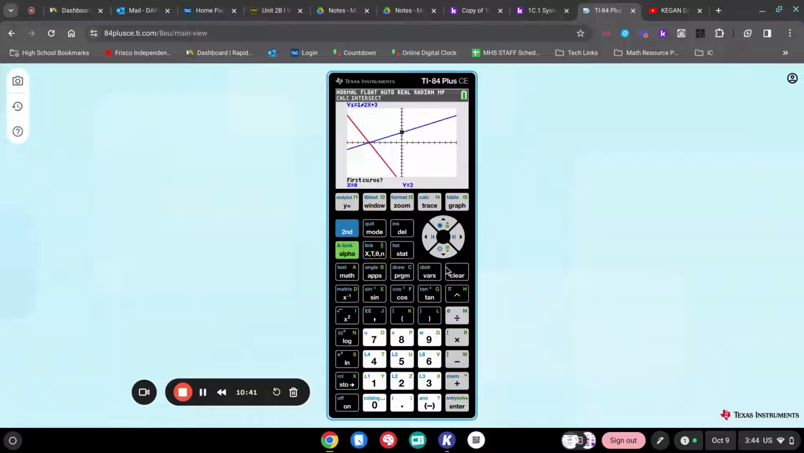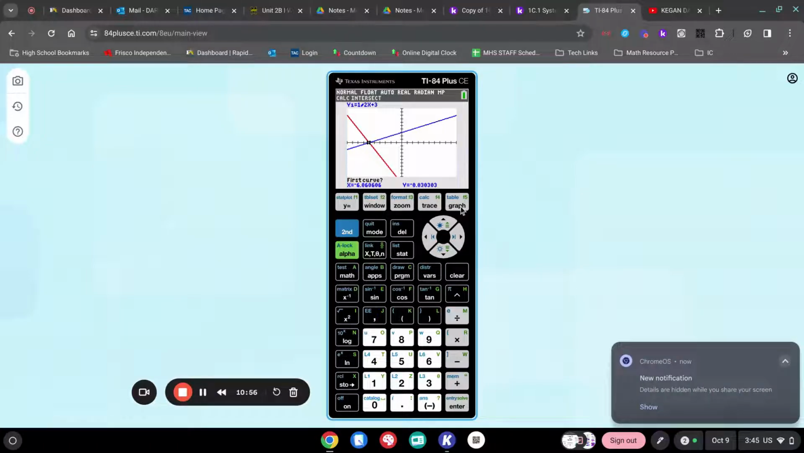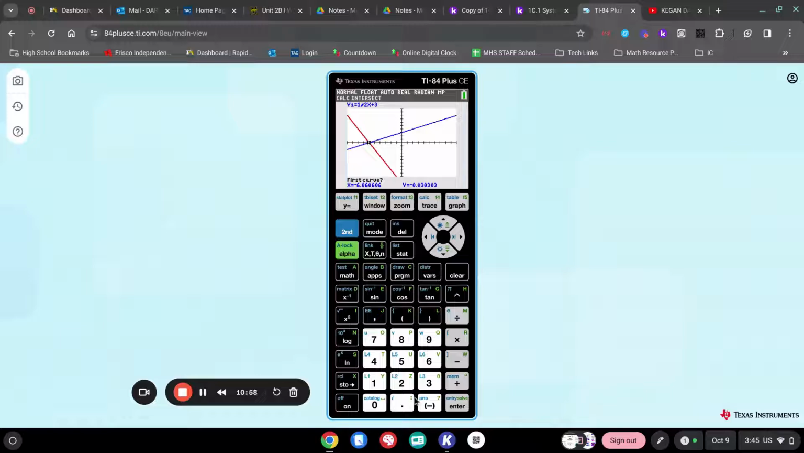And when you hit that fifth option, intersect, you're going to see it's going to ask for the first curve. And notice how our cursor is over here. We want to get it as close as possible to our intersection point. We're going to arrow over. This might take quite a bit. You can also hold it down and we'll go there. So notice I don't have to be perfectly on it. I just want to be close. So I'm going to hit enter. And then see how it changes to red? It's now on the red line.